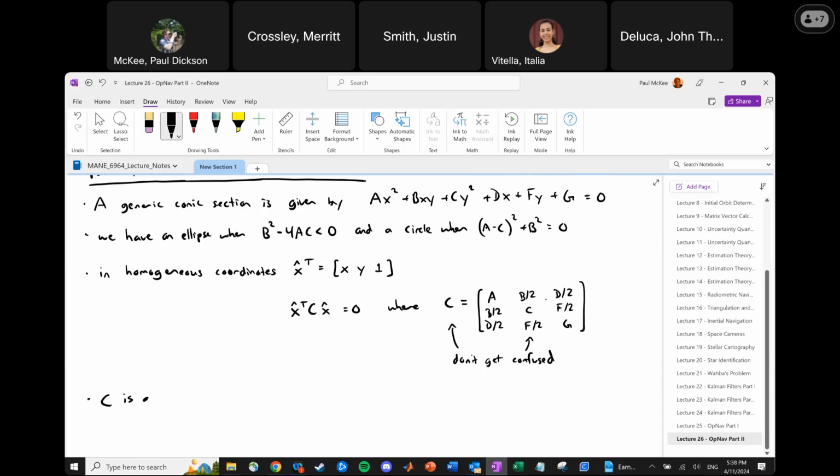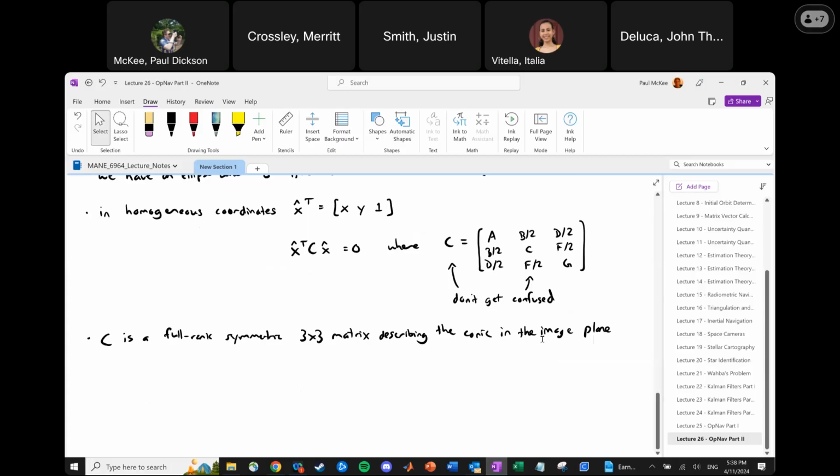C is a full rank, symmetric, 3x3 matrix describing the conic in the image plane. Put simply, the matrix C describes the moon, Earth, Pluto, etc. in your image. Okay.